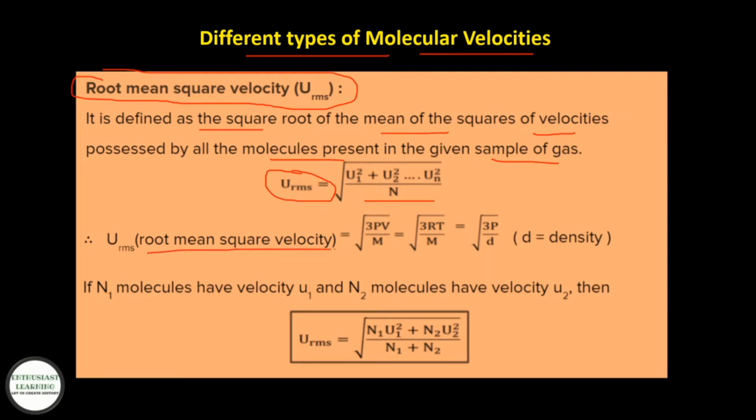URMS, root mean square velocity, is equal to root 3PV by m, which is equal to root 3RT by m, which is equal to root 3P by D. D here is the density. If N1 molecules have velocity u1 and N2 molecules have velocity u2, then URMS is equal to root of (N1 u1 square plus N2 u2 square) upon (N1 plus N2).